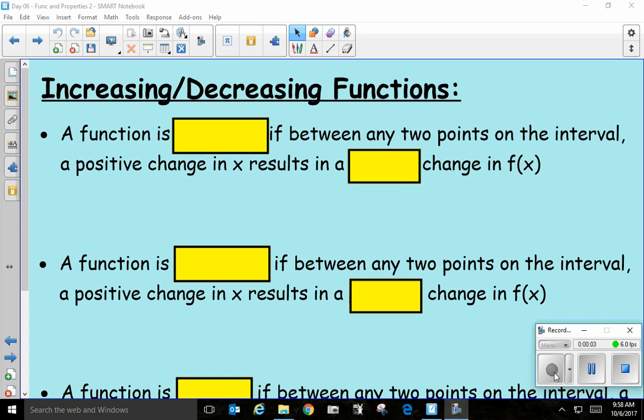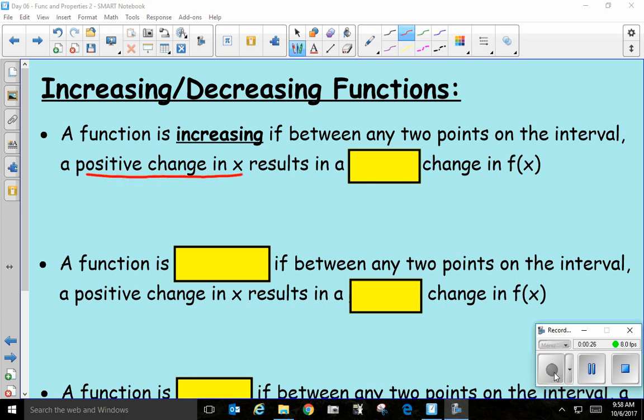All right, in today's lesson, we are going to start off by talking about functions, and more specifically, how they increase and decrease and how to identify them. First off, a function is increasing if between any 2 points on the interval, a positive change in x results in a positive change in f of x. If you're looking at a graph, f of x, that's the same as y, isn't it? And what does that mean?